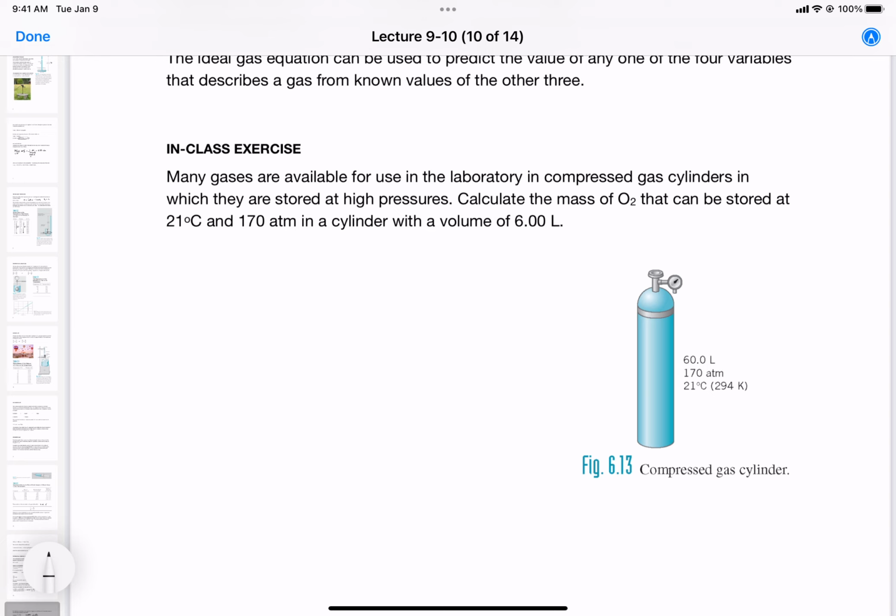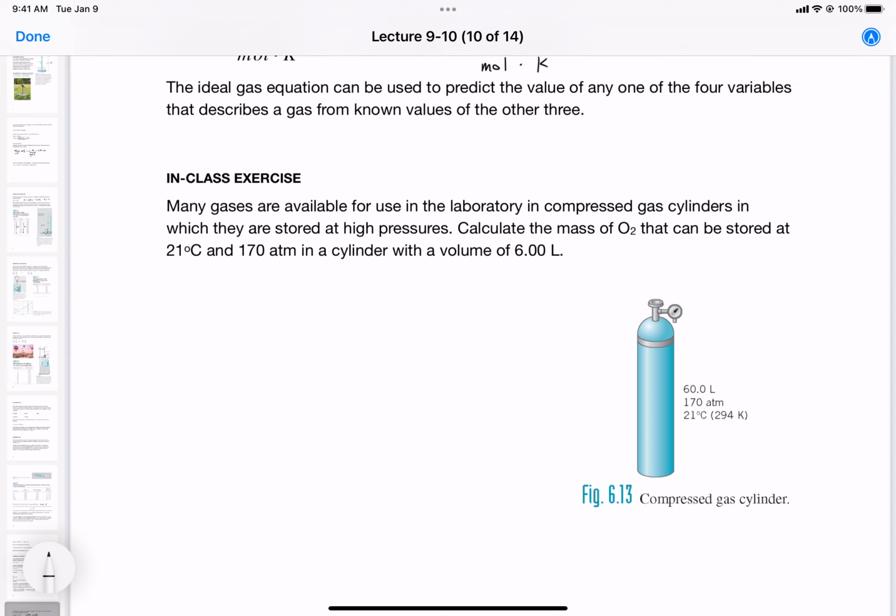So let's calculate the mass of oxygen that can be stored at 21 degrees Celsius and 170 atmospheres in a cylinder with a volume of 60 liters. Sorry, not 6 liters, that should be 60. I forgot to change that. See, always miss something. Okay, 60 liters.